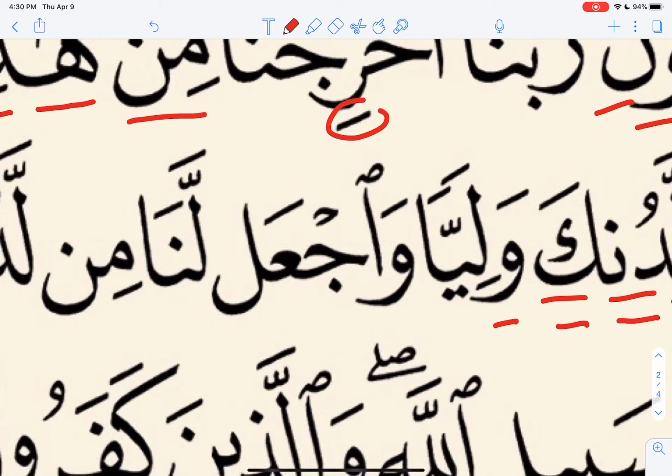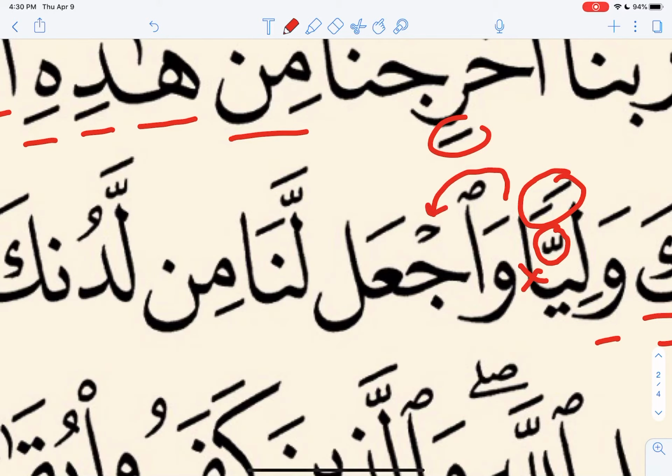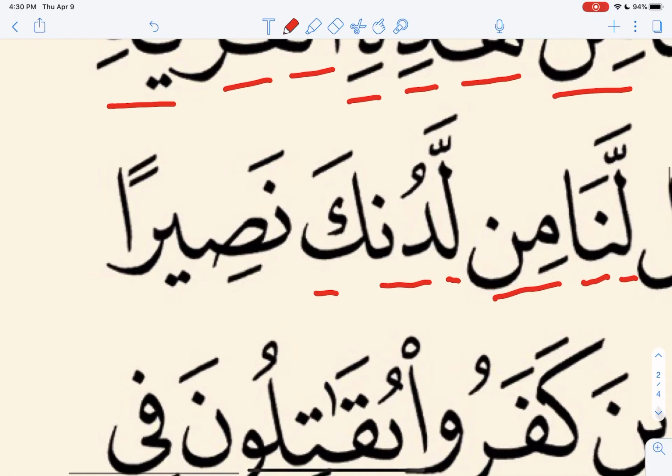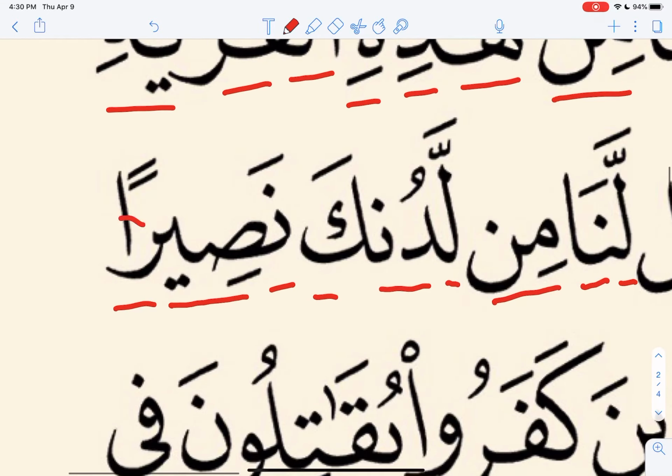Wa. How are we going to pronounce this? Again, there's a shadda. We're going to jump on top of it using the lam before. So we're going to say waliya. But the ya, if we're continuing, it has fathatain. So we're going to actually say waliyan, taking out that alif. Waj'al. Lana. Min. Ladunka. We're gonna go faster now. Nasiran. Nasiran. Again, the alif goes away. You guys should know that by now.